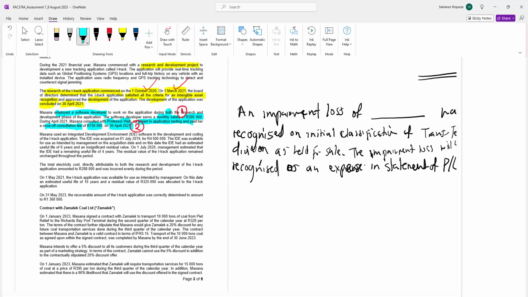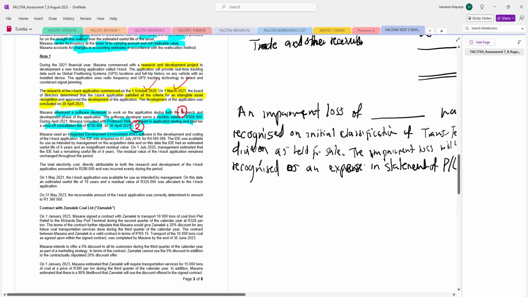Then we continue. Then Masana used an integrated development environment software. So they use another intangible asset, IDE software. It's another intangible asset which was used in our programming, of what we are making. So the amortization must be part of the cost, just like we would do with a PPE. Usually they'll use another PPE or a computer in their research and development, and then the depreciation on that PPE must become part of the cost. It must be capitalized to the cost. This time around, they use another software. So they use an intangible asset inside an intangible asset.